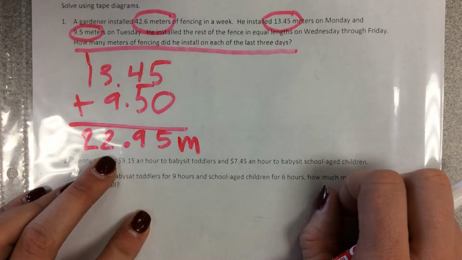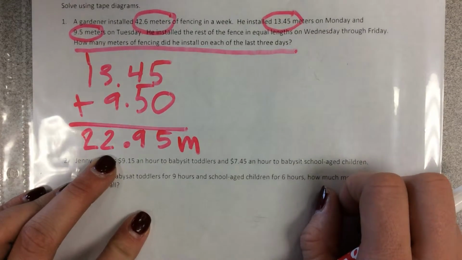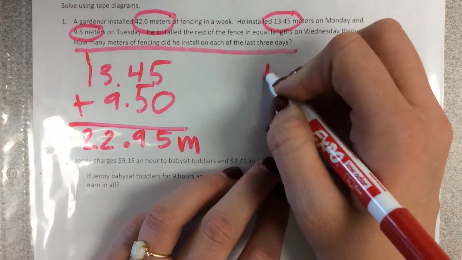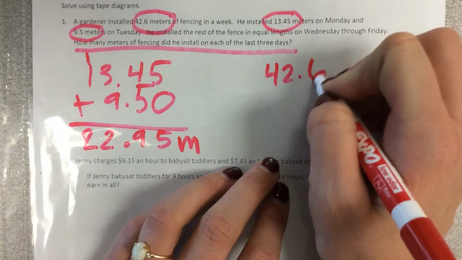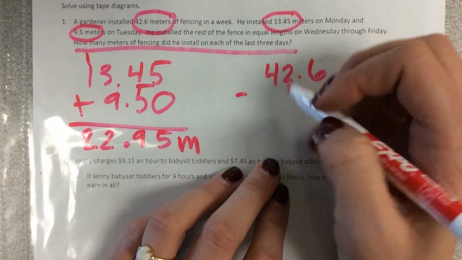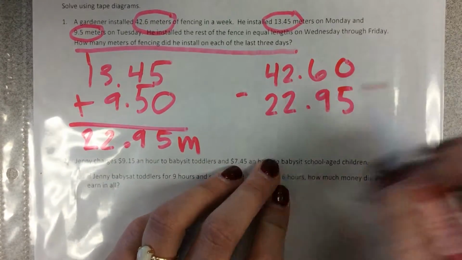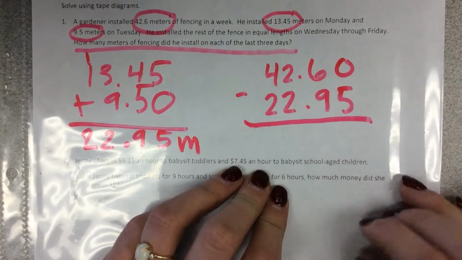But we want to know what he did the rest of the week, so let's take that away from our total of 42 6/10 meters. So same thing, if we're subtracting decimals, we still have to line them up. So 42.6 minus 22.95. I'm going to put a 0 here as a placeholder to help me.